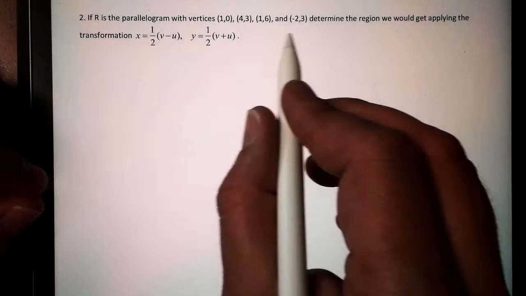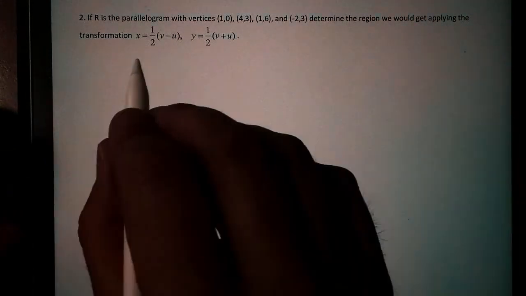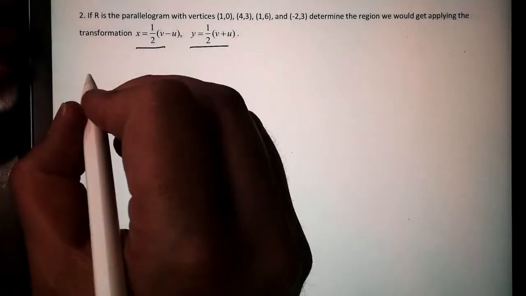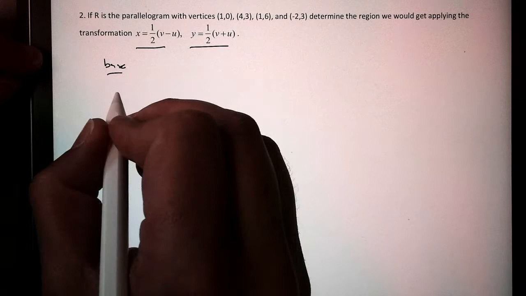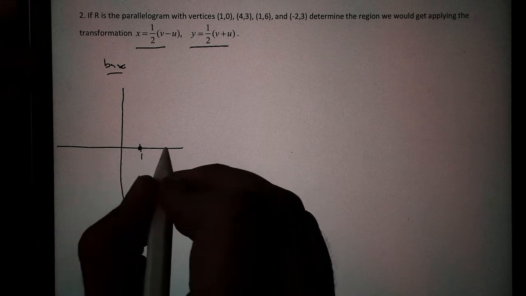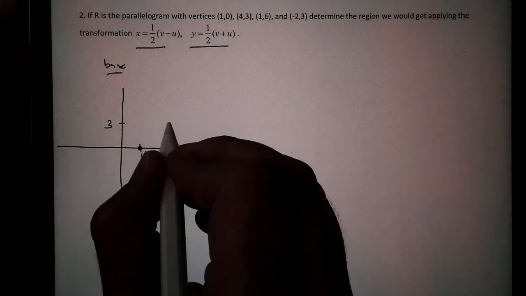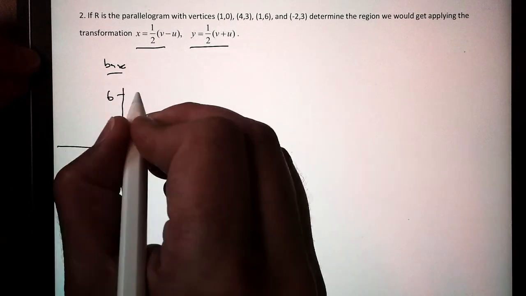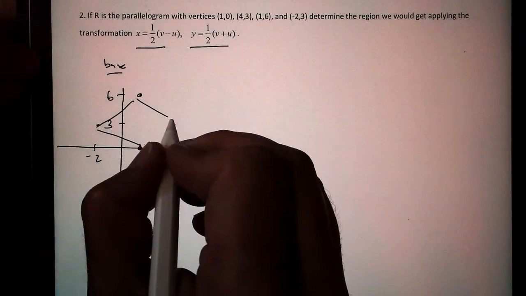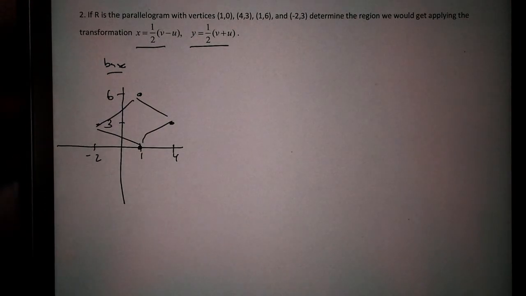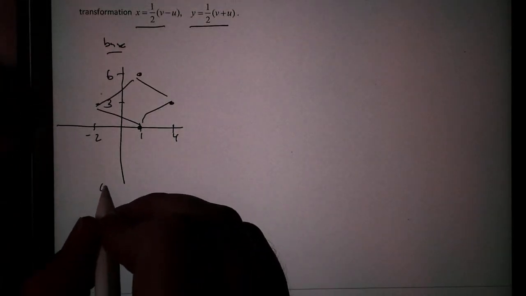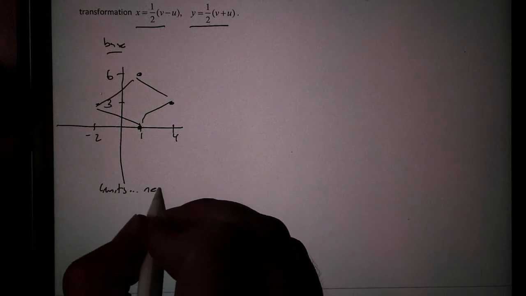Alright, so let's take a look at another example. Here we're given the following parallelogram, and we want to determine the region we would get by applying the following transformations. So let's go ahead and see what our base is. Let's draw the base out. It's that parallelogram. First one's at 1, 0, 4, 3, 1 up 6, not drawing to scale here, and -2, 3. And we got this parallelogram. So there's our base region. Now we want to be able to find the limits, but to get the limits, we need the equations of the lines.